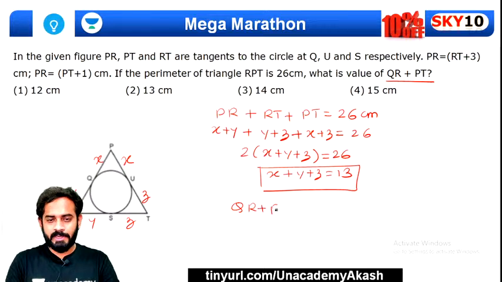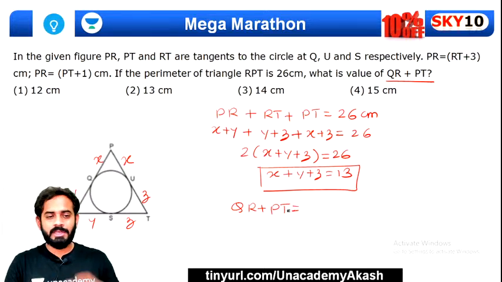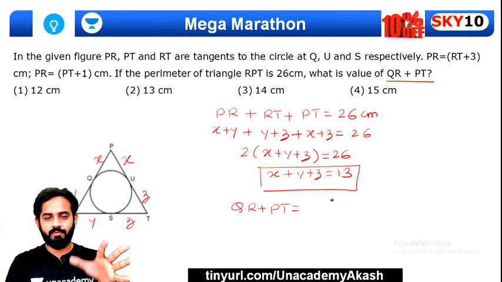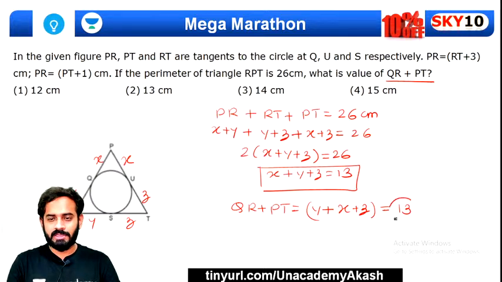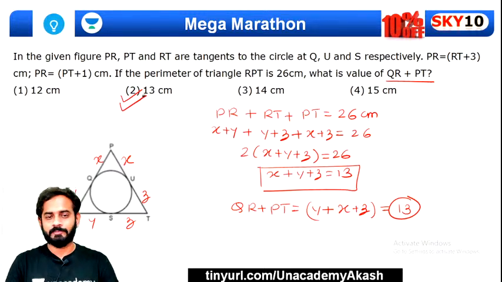QR plus PT. QR is y, and PT is x plus z. So that is simply what we have previously found out. x plus y plus z is nothing but 13. So option 2 will be the correct answer. I hope all of you understood this. Okay, let's move to the next question now.